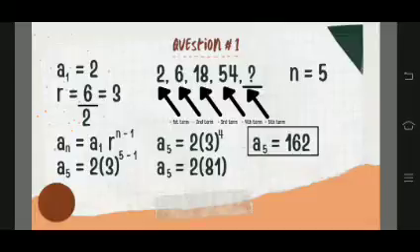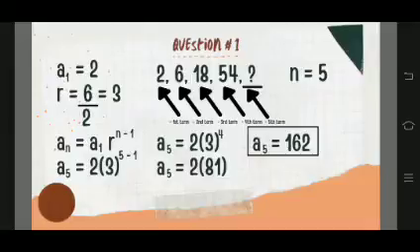Now we have our a sub 1 and common ratio. Let's plug it into our nth term. So, a sub 5, it's 5 because the missing term is the fifth term. That's why we substitute the n in a sub n with 5. And our a sub 1 is 2, so a sub 5 equals 2. Our common ratio is 3, and then it's raised to, again, the missing term, which is the fifth term, so it is raised to 5 minus 1.